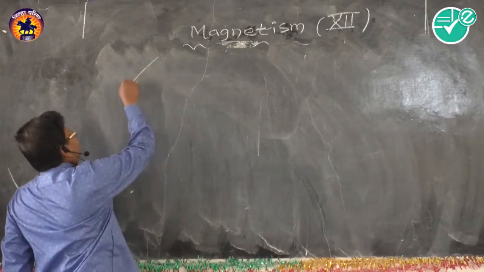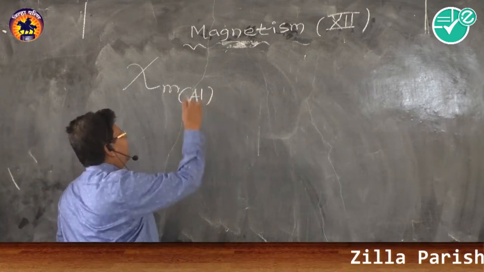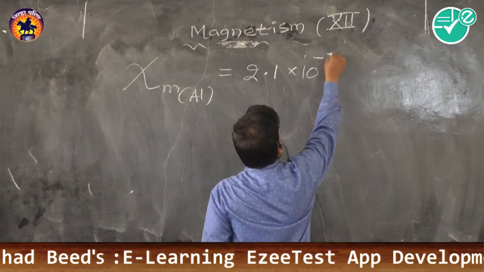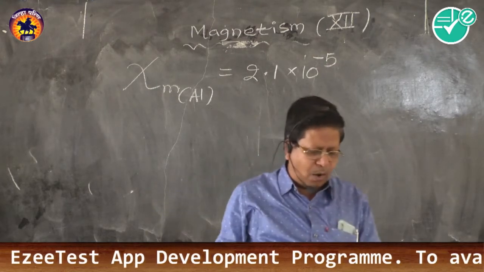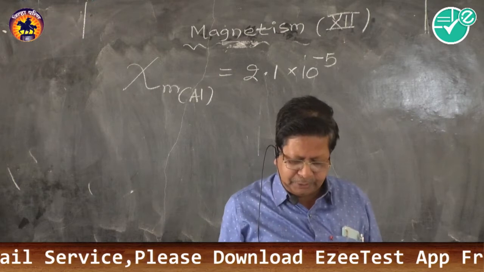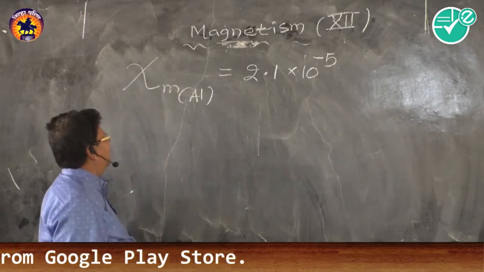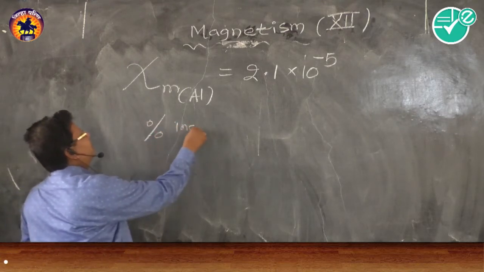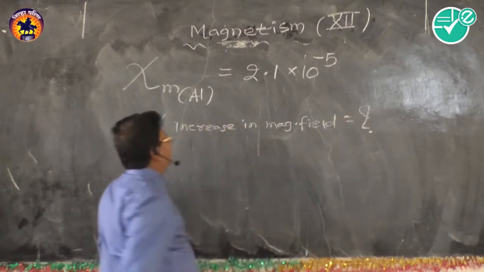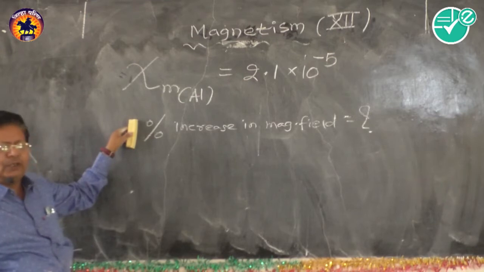Suppose that the magnetic susceptibility for aluminium is provided to you and its value is 2.1 into 10 to the power minus 5. The value of Km for aluminium is 2.1 into 10 to the power minus 5. We have to calculate the percentage increase in the magnetic field.